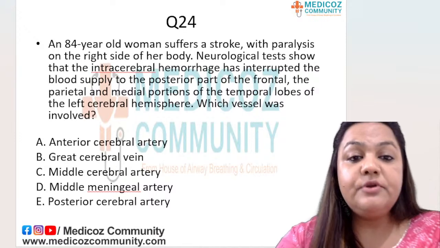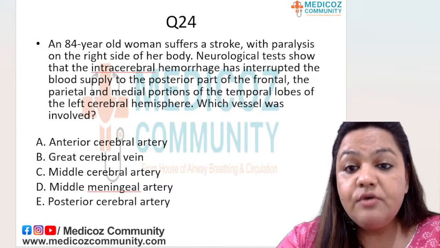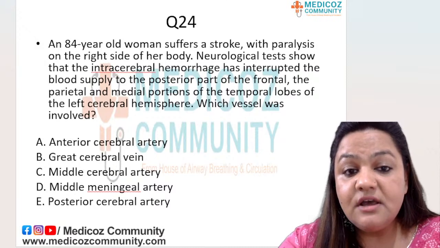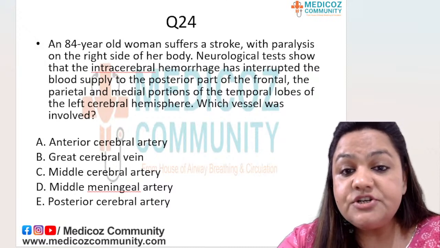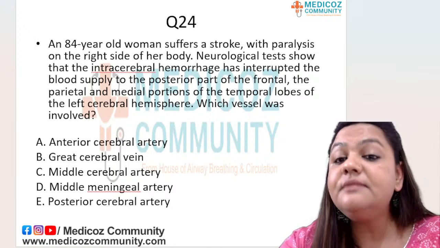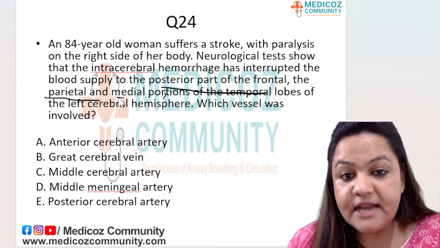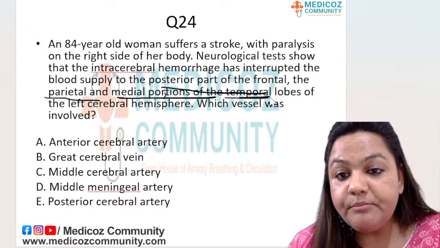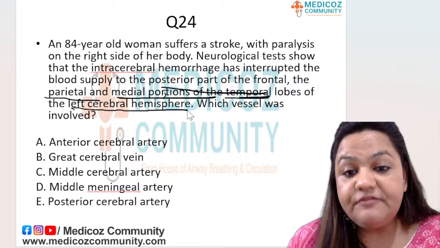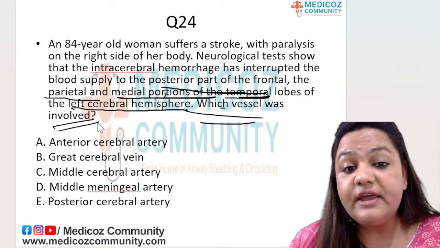Now in question number 24, an 84-year-old woman suffers a stroke with paralysis of the right side of the body. Neurological tests show that an intracerebral hemorrhage has interrupted the blood supply of the posterior part of the frontal lobe, the parietal lobe, and the medial portion of the temporal lobe. Of which cerebral hemisphere? Left cerebral hemisphere. Now, we just need to find out which blood vessel is involved here.